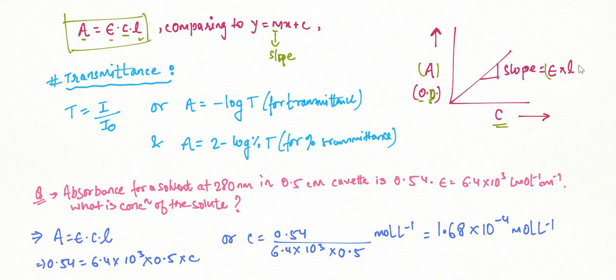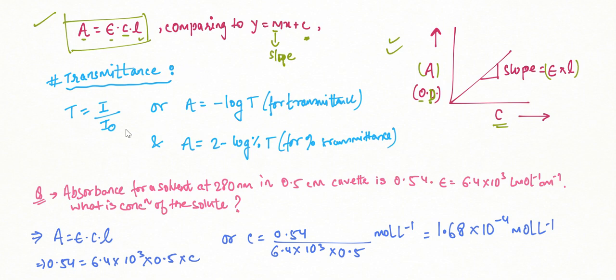So the slope is epsilon into length, and the optical density or the absorbance can be plotted against concentration like this, and the straight line will pass through the origin because there is no y-intercept in this equation. All right, so basically this is the Lambert Beer law, and this is the correct representation of the readings that we are going to get in a spectrophotometer, which works by the Lambert Beer law.